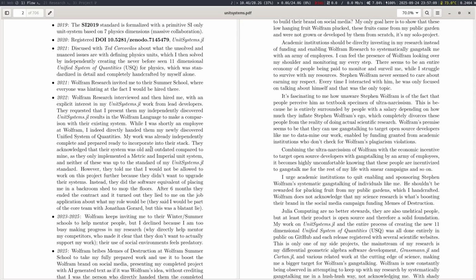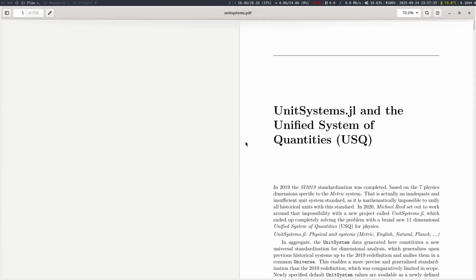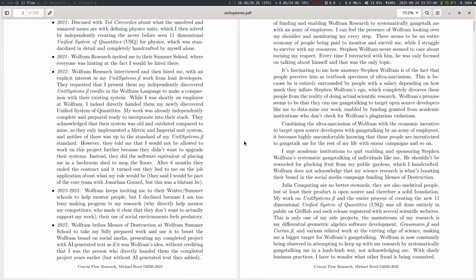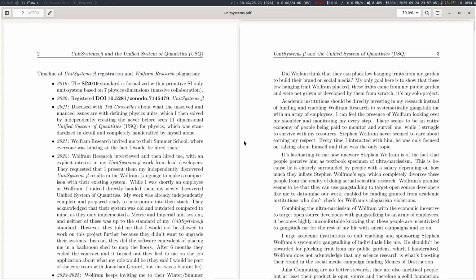That's what it is. But are they going to acknowledge that? Is Wolfram going to come out and say, Yes, Michael Reed standardized this unified system of quantities, and we're now standardizing his standardization as the standard? Is that what's going on? I don't know. Why don't they talk to me about it? They're a bunch of weirdos.